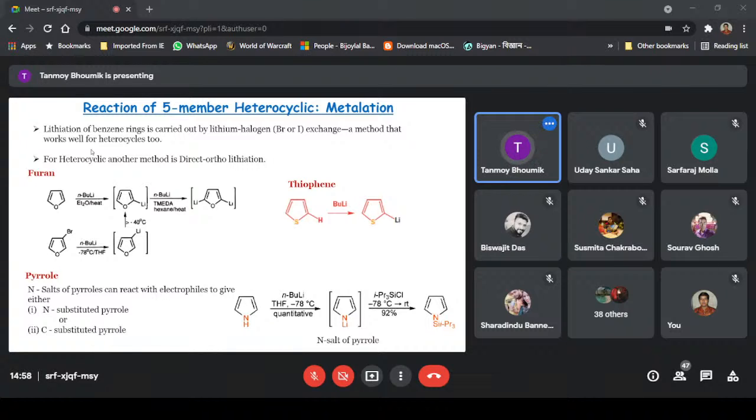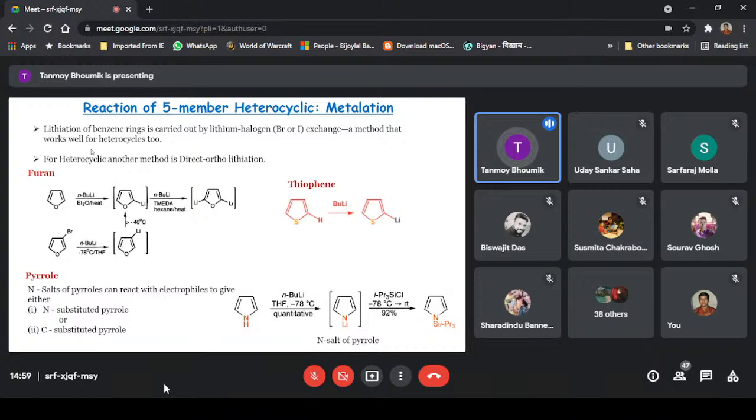So when lithiation of the benzene is carried out by the lithium-halogen exchange, that is a method that worked well for this heterocyclic too. And for the heterocyclic, this is direct ortholithiation. In this direct ortholithiation case, whenever the furan is added with the n-butyllithium with heat, then what happens? Just one of these protons will be substituted at the ortho position, and it forms the ortholithiated furan.